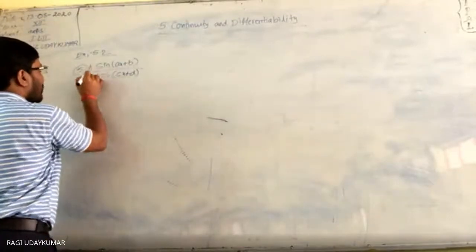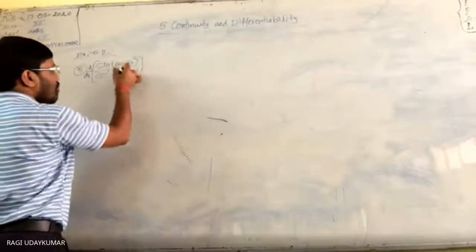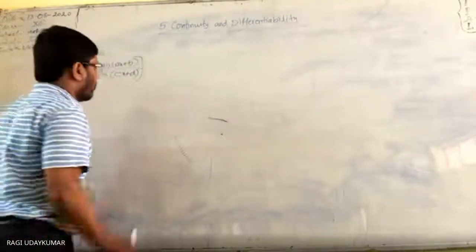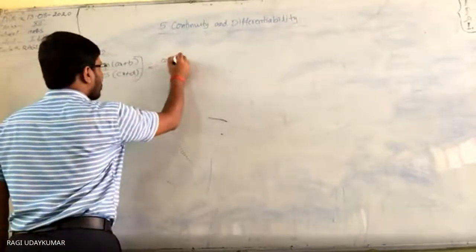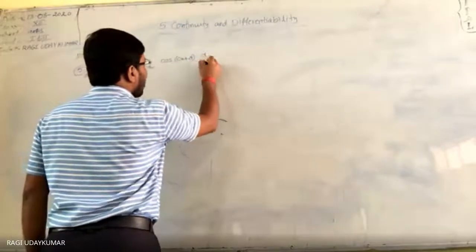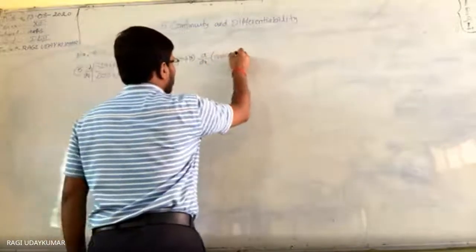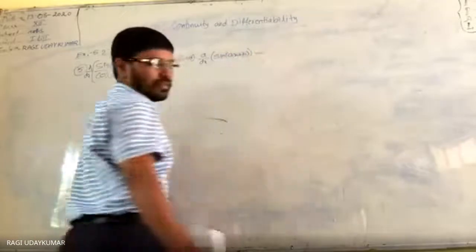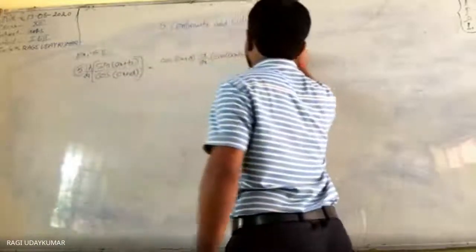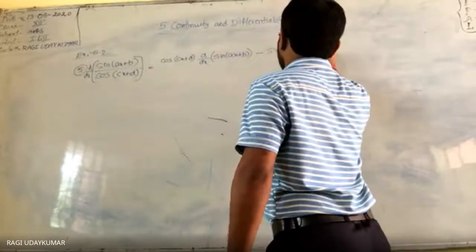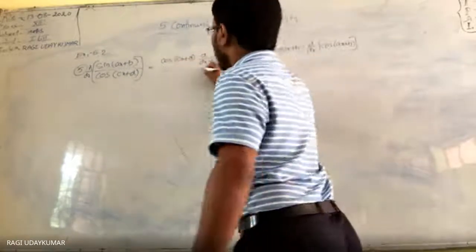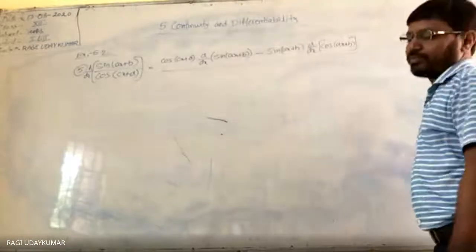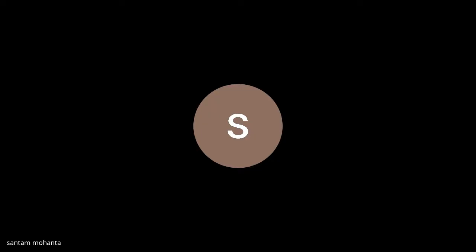So to differentiate this function, d by dx. This is the u by v method. Apply the quotient rule. In the quotient rule, what to do here? The denominator is taken as it is, cos of cx plus d, into d by dx of sin ax plus b, minus sin ax plus b into d by dx of cos cx plus d, by what do you get? Cos square of cx plus d.